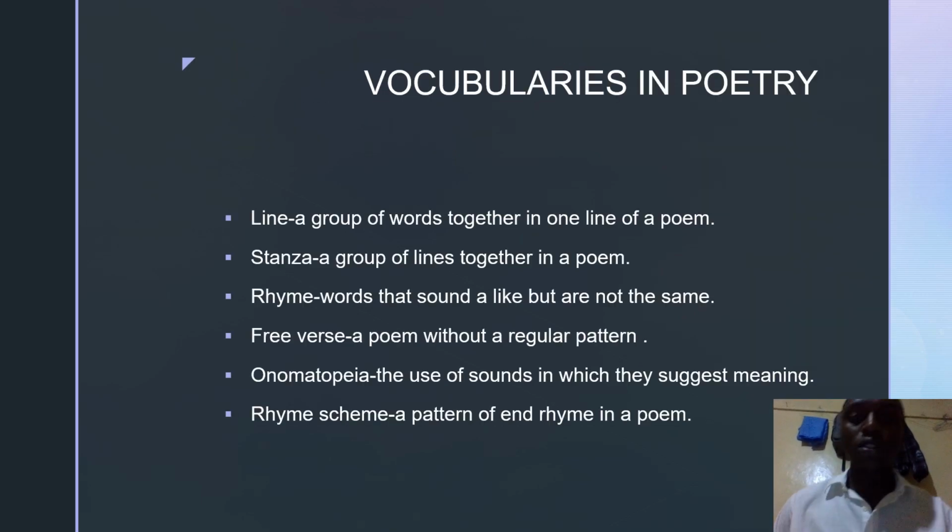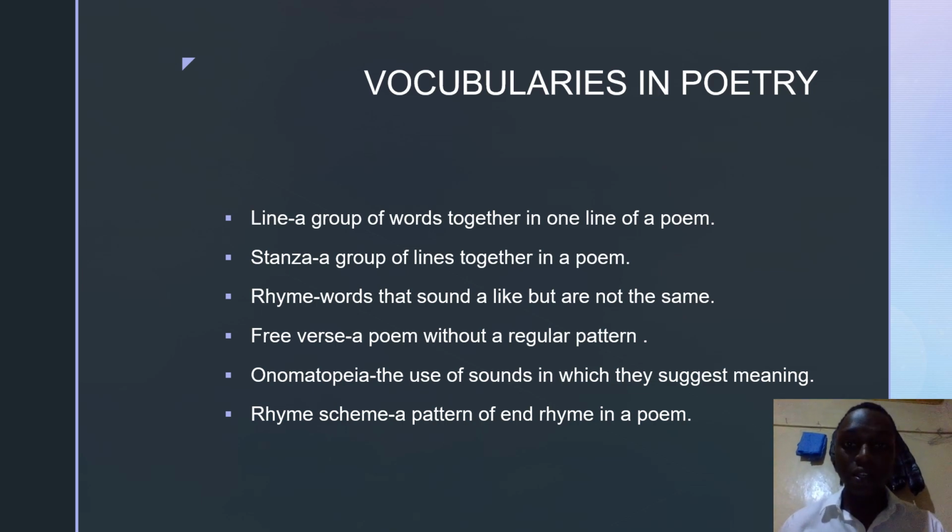Let's start with the vocabularies in poetry. What's a line? A line is a group of words together in a line of a poem. A stanza is a group of lines together in a poem. Then there's rhyme, words that sound alike but are not the same. There's free verse, a poem without a regular pattern. And then there is onomatopoeia, the use of sounds which suggest a meaning. And last, there's a rhyme scheme, a pattern of rhyme at the end of a poem.